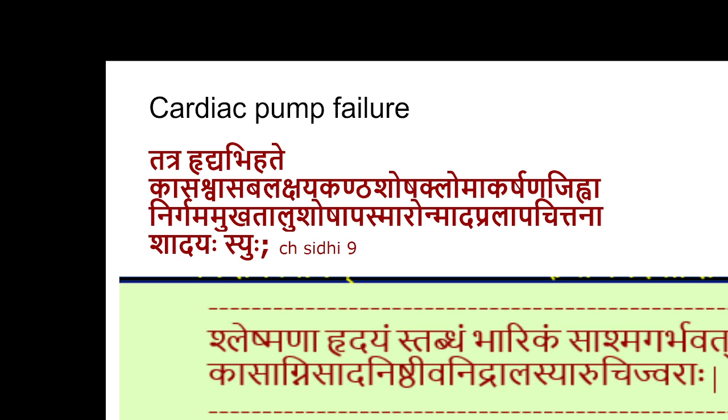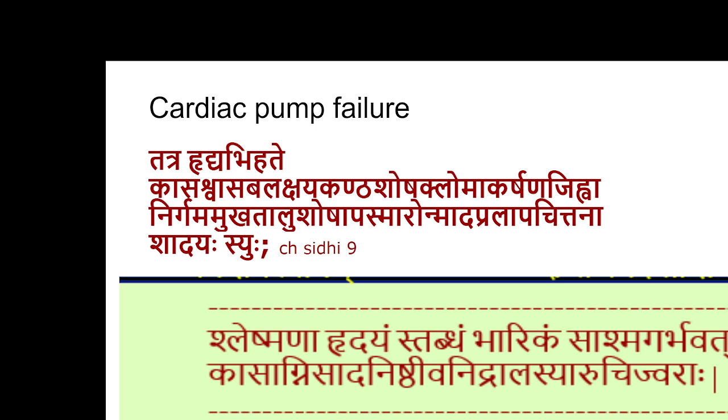It describes the Kaphaj hridroga with the presentations of kasa, shwasa, balakshaya, kantha shosha, ploma, karshana, jihwa nirgama, mukhatalu shosha, apasmara, unmada, pralapa, chittanasha, the different varieties of nervous system symptoms, as well as the systemic symptoms of dryness in the mouth, cough, and breathlessness.